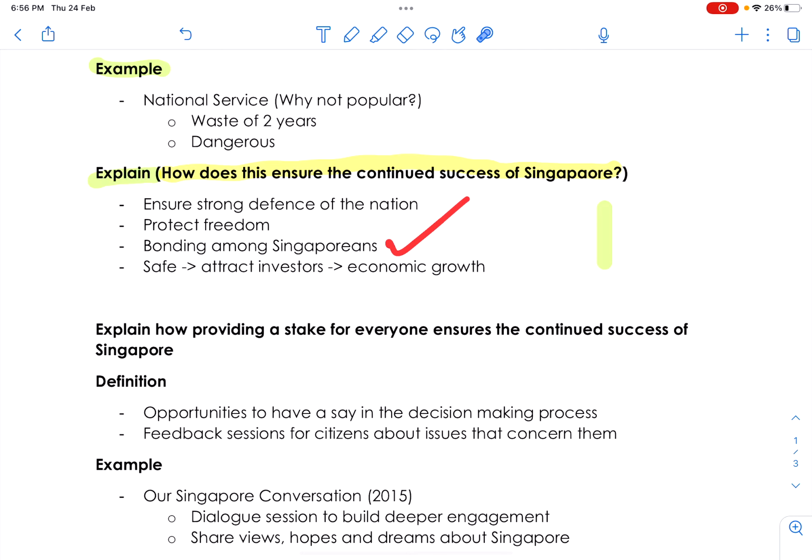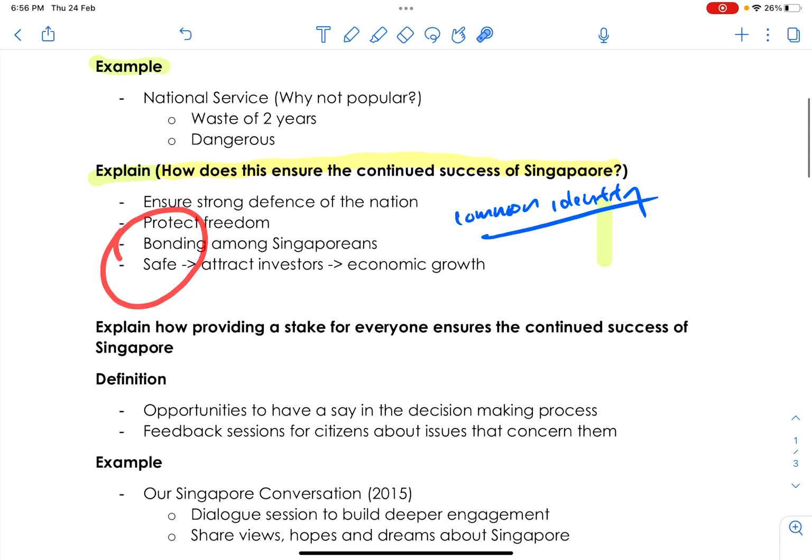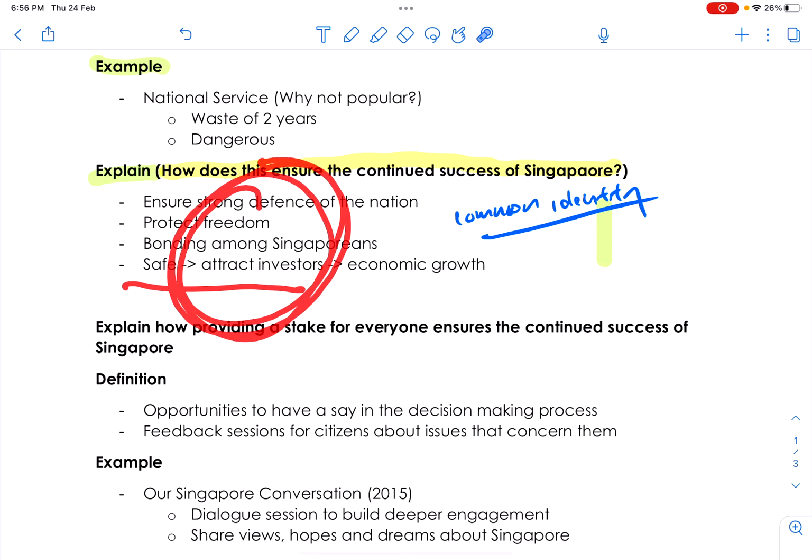You ensure that when the guys go over to NS, there is bonding. So you create bonding among Singaporeans for a common identity, common identity, through national service, and of course, you help to ensure the country is safe. When the country is safe, this is the important one. You can help attract investors. All right, nobody wants to invest in a country that is not safe.